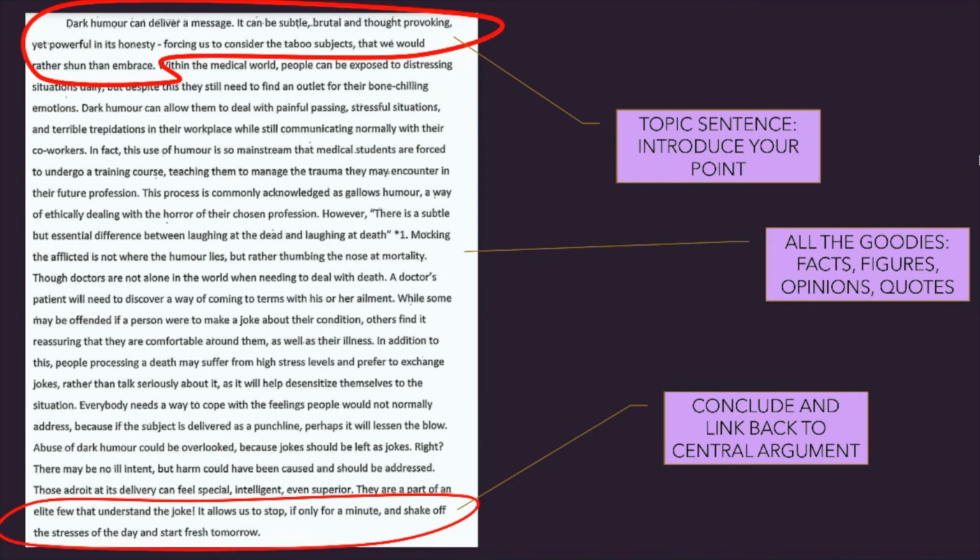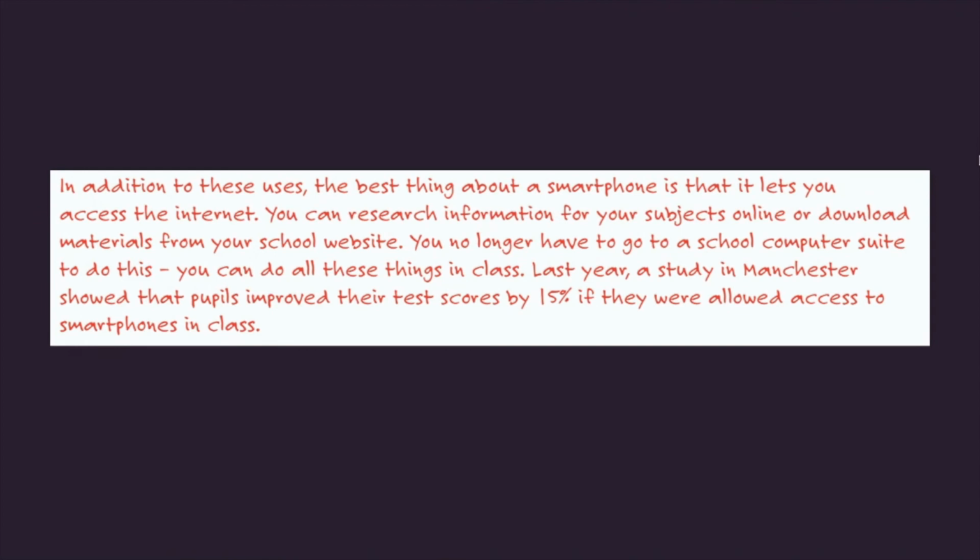If you look in the middle of the paragraph again, there's definitely some rule of three, repetition, rhetorical devices being used. So very, very well written. Let's have a wee look at this one.